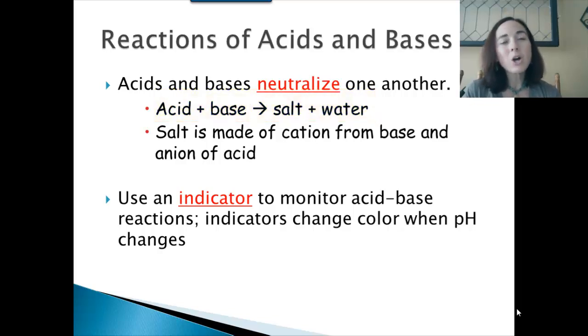Now a salt is not necessarily sodium chloride that's in your kitchen. A salt is a compound that is made from the cation of a base and the anion of an acid. So there are other formulas for a salt. The way that you monitor these acid-base reactions is to use an indicator that changes color. For example, the litmus or the phenolphthalein that I showed you on the list of properties for acids and bases.